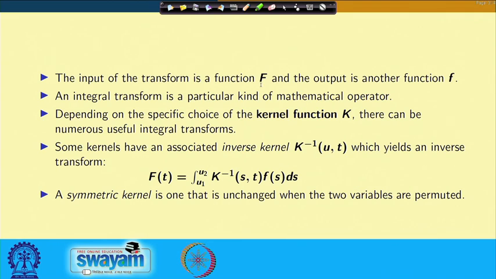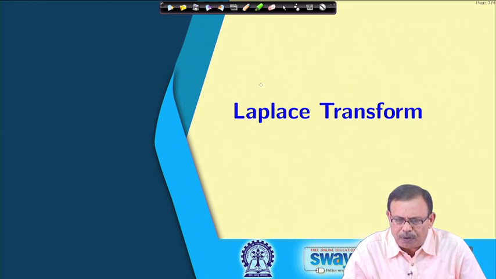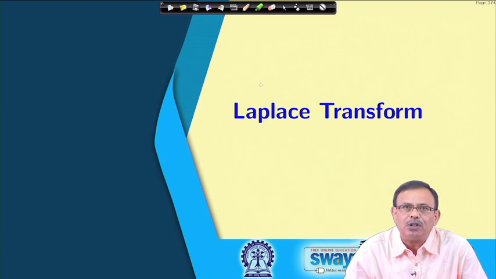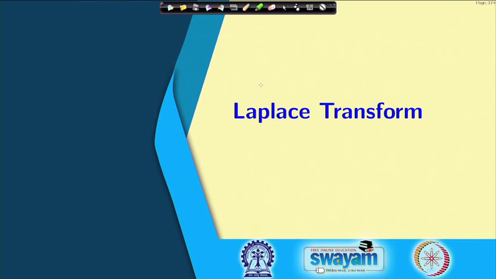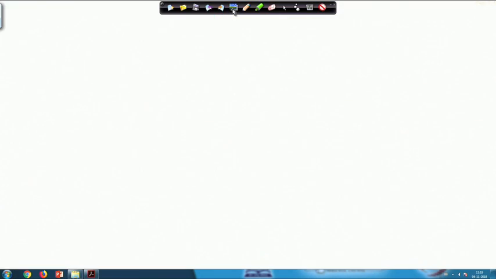Now, next we come to the Laplace transform. Basically, the Laplace transform is a mathematical tool which is used to solve various kinds of engineering and mathematical problems. It is used mostly by science departments and engineering departments, various departments, to solve particular types of problems. This Laplace transform was first introduced by the French mathematician Laplace.